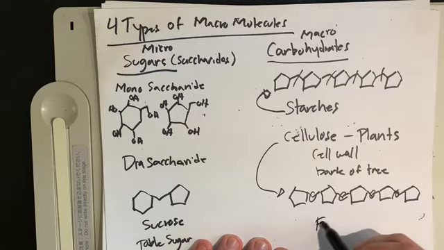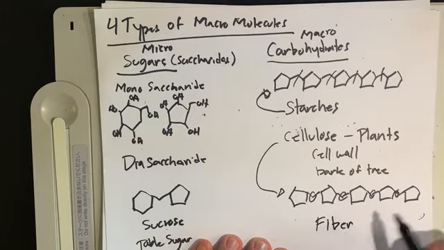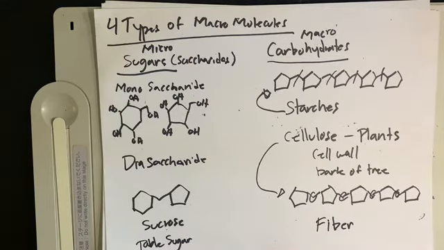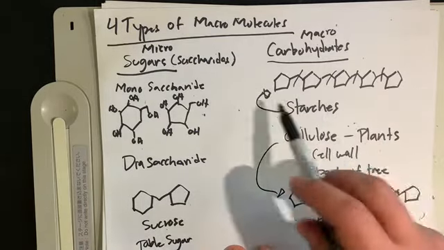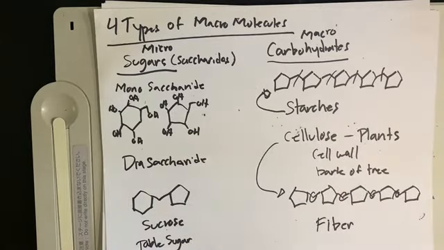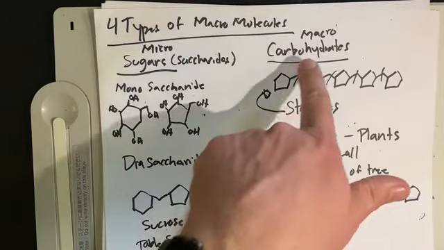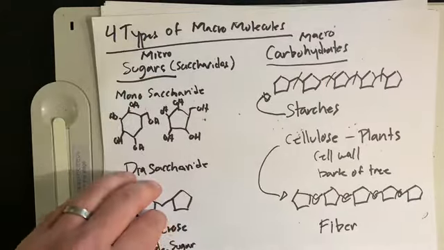We call this fiber. And what fiber does is, so we don't break it down, but it actually will scrape the walls of our intestine and help keep our intestines nice and clean. And so we still need fiber in our diet, even though we don't get any nutritional value out of it. If we have starches in our diet, we can use that for nutritional value. We can break that down to sugar and energy. All right, so that's the first of our 4 macromolecules, which is carbohydrates, and sugar being its micromolecule.